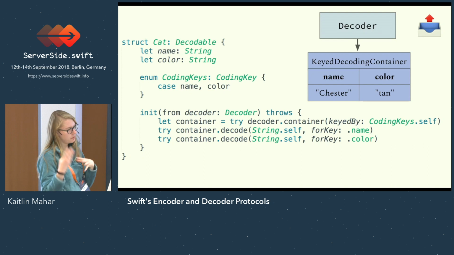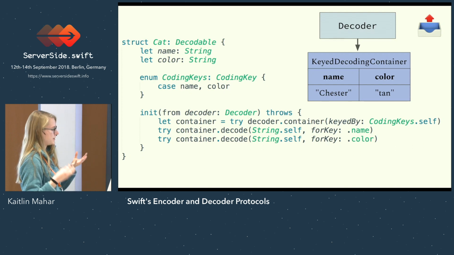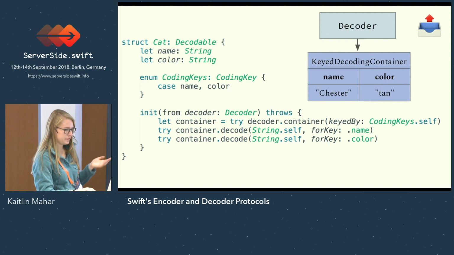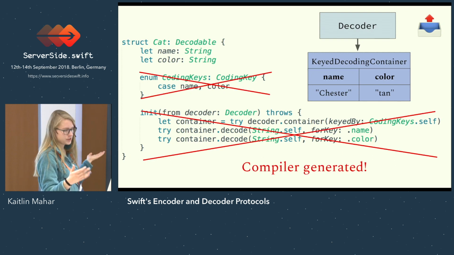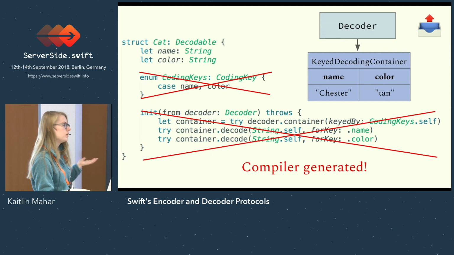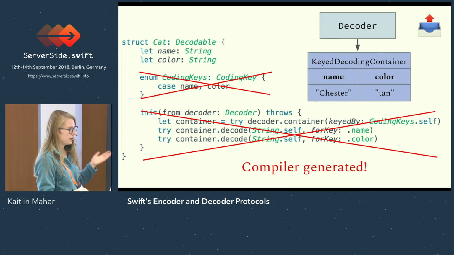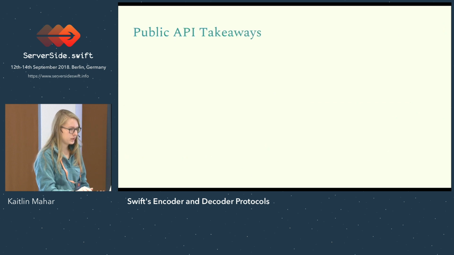But you get the idea. You pull out your particular properties, you request them under the keys that you stored them under, and then you set them on yourself. But we don't need to write that. It's generated by the compiler. But we can customize it in much the same way we are able to customize encoding if we want to.